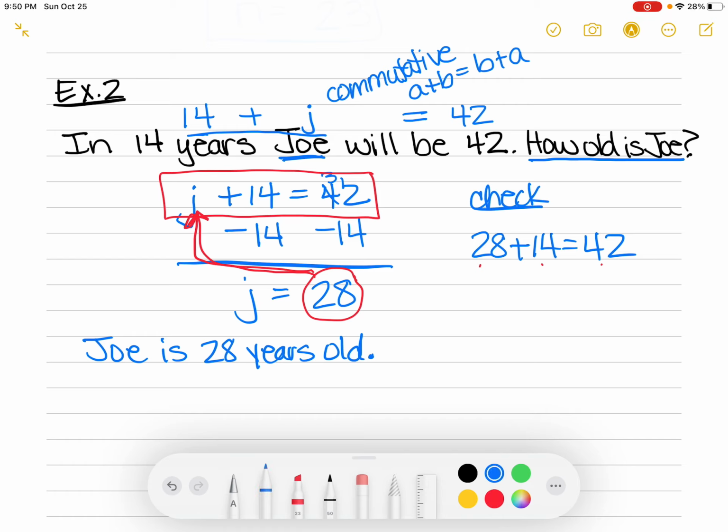Okay, and then I'm going to solve this. So 28 plus 14, if you can't do that in your head, you need to do it in your calculator to make sure that it's correct. Don't just write 42 equals 42. Actually check it in your calculator so that you know that you're getting the answer right.